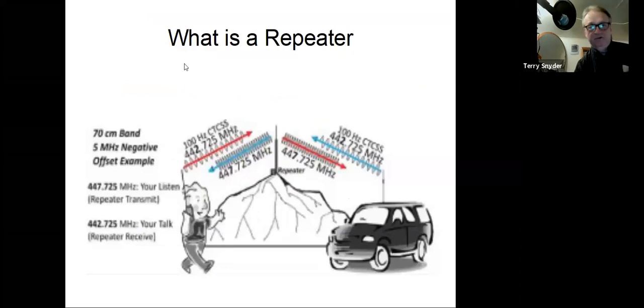All righty. What is a repeater? Okay, now in this picture that I was showing you, there's a typical repeater on 440 megahertz, and this shows 100 hertz CTCSS. Input frequency to the repeater of 442.725. The CTCSS tone is sub-audible, it's supposed to be.